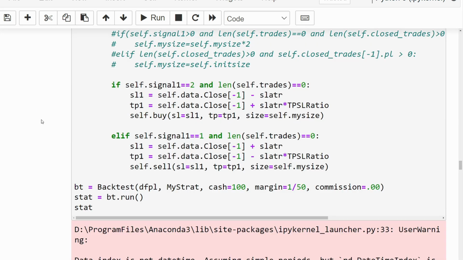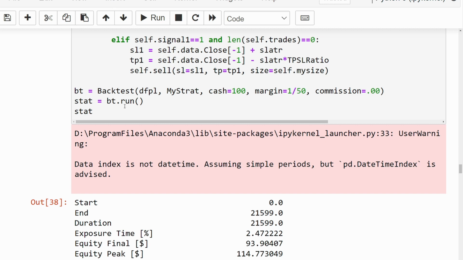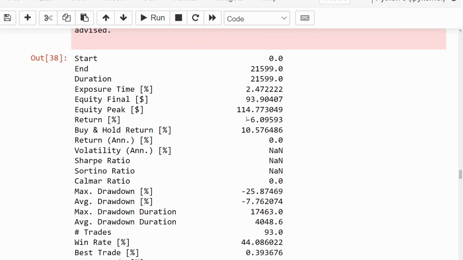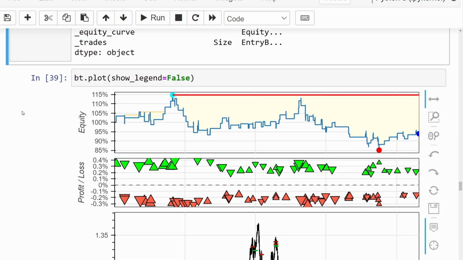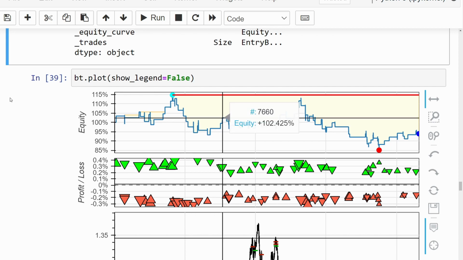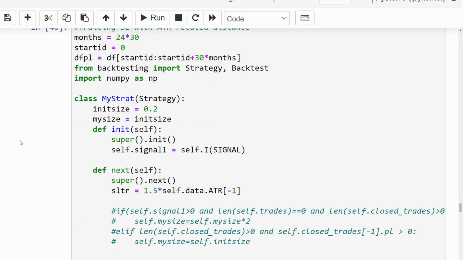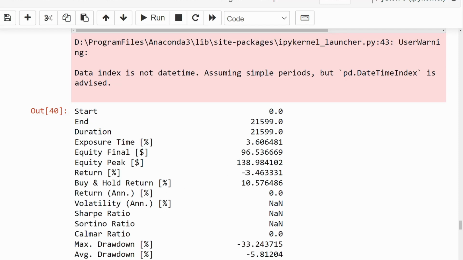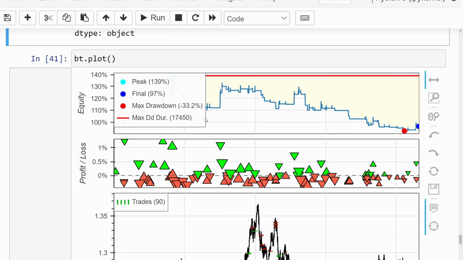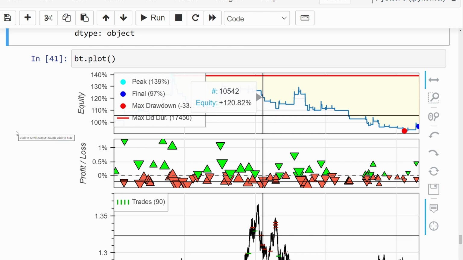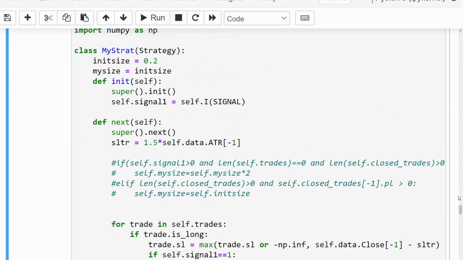Then we have the ATR related stop loss and take profit distances, where we have also a loss, minus 6%, a win trade of 44%, very low for this strategy. And this is the equity plot. Okay, so now we can go again and check the third strategy with a trailing stop loss, which is minus 3.4. Now, remember that these values and these results are highly dependent on the RSI length that we are considering at first.